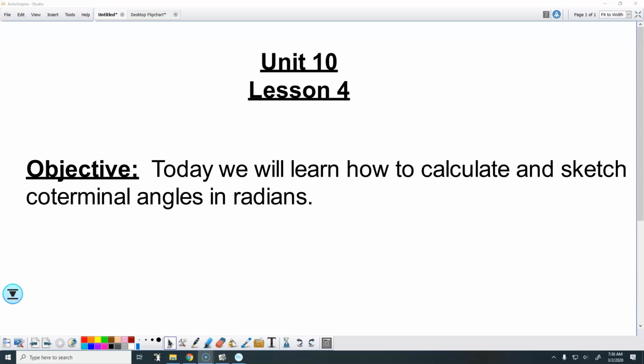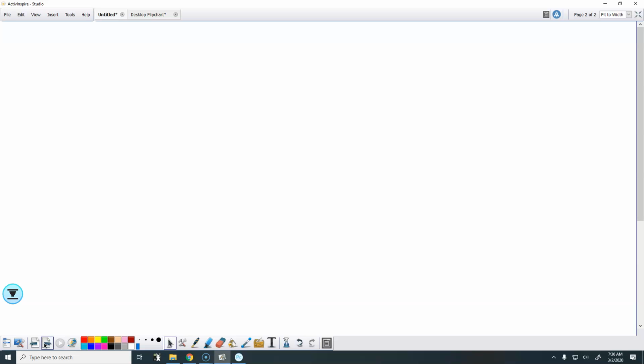So we are doing what we've been doing already, but today we're going to do it with radians. So we're going to calculate coterminal angles, sketch coterminal angles, but using radians. So hopefully it kind of just flows nicely. So let's go ahead and start here. So use black.